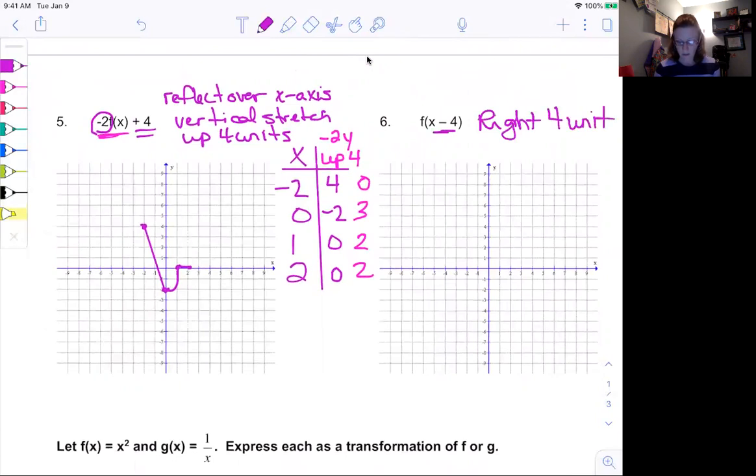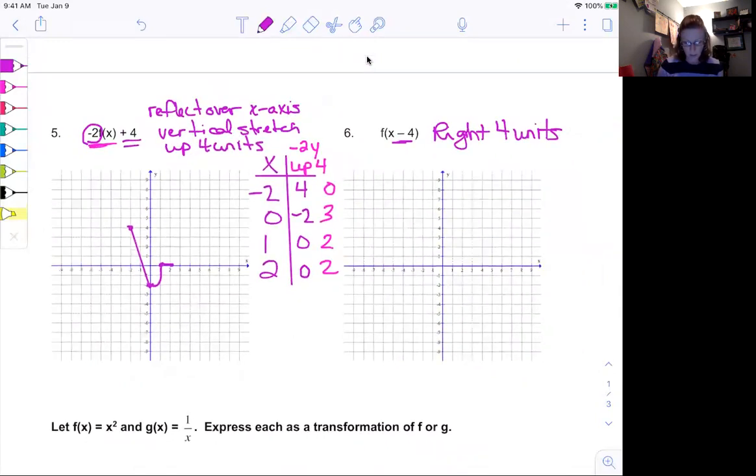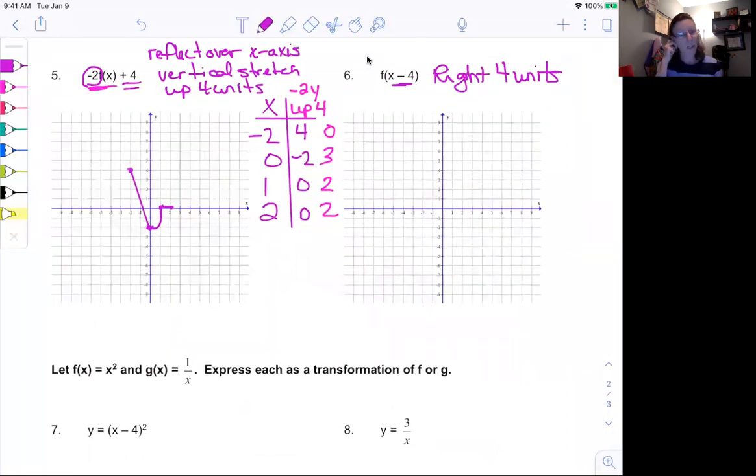So that means my x value should move to the right 4 units. Hopefully seeing those couple problems was helpful for you to think about how to get the values in the t-chart and how to get your graph. You're going to have a few more problems like this, and I'll show you that in a little bit so that you can see what the worksheet for today looks like.